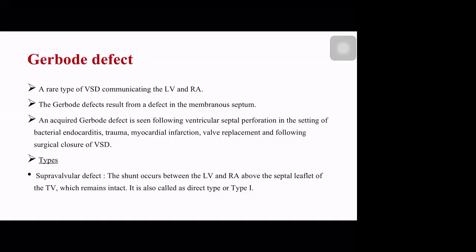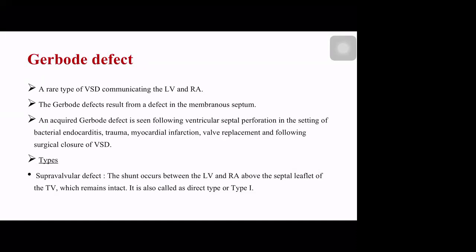It could be either congenital or acquired. Congenital, as I have already mentioned, is a defect within the membranous part. The acquired one is seen following ventricular septal perforation in the setting of bacterial endocarditis, trauma, post-myocardial infarction, valve replacement surgery, and following surgical closure of the VSD. Now, this Gerbode defect could be of three types.